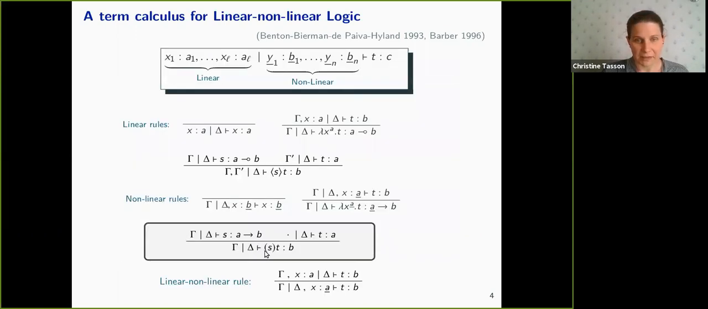Now we can have a look at this nonlinear application. Here there is something I have to be careful about, which is that during the evaluation of S applied to T, I might have to duplicate T or to erase it. So I cannot say that the linear variables will be used linearly, because I don't know how T will be used. That is why I do not allow linear variables here. And for the nonlinear parameters, it's just as before, I use a contraction.